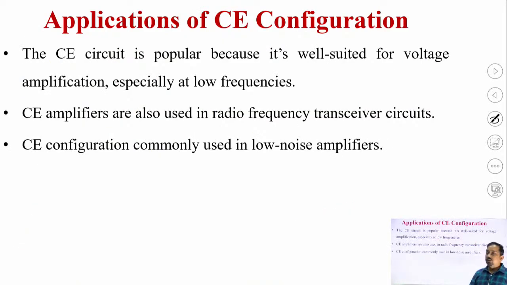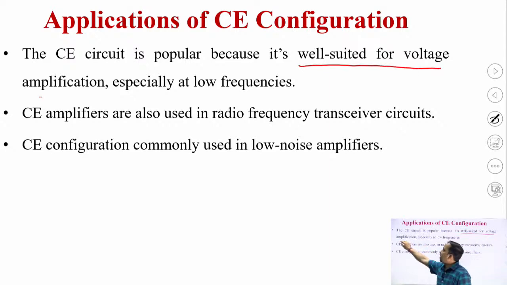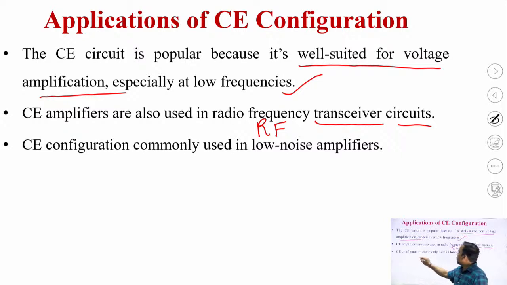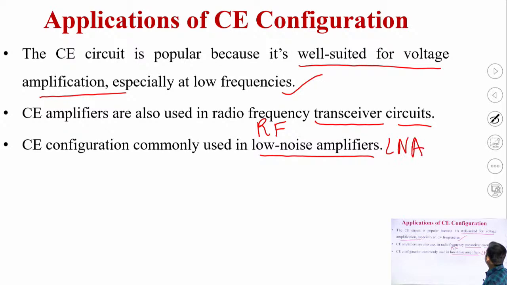Now these are the applications. Generally the common emitter configuration is well suited for voltage amplification, as we already talked that the transistor BJT is generally used as the amplifier, right? It's used at low frequency. Common emitter amplifier is also used in RF, radio frequency transceiver circuits. Common emitter configurations are commonly used in low noise amplifiers, LNAs, and RF transmitters and receivers.